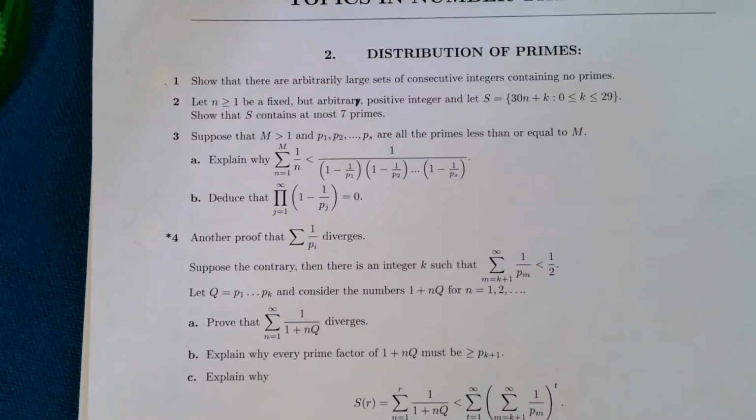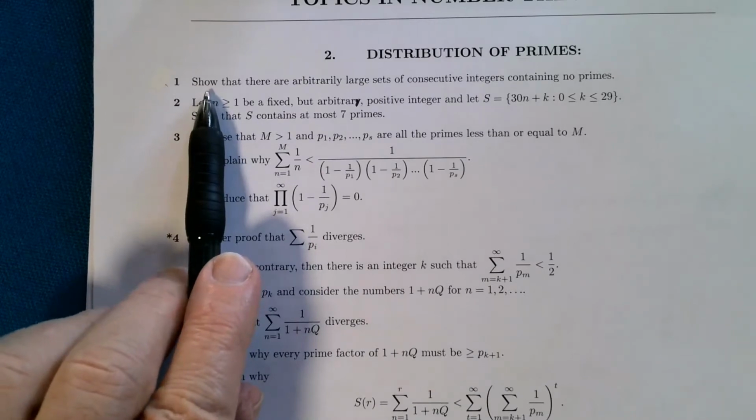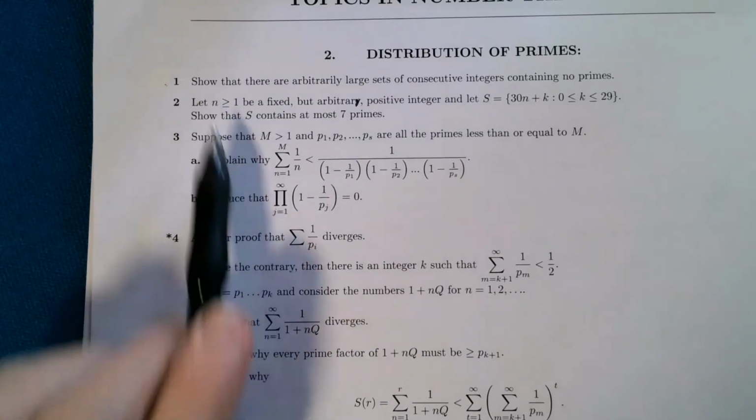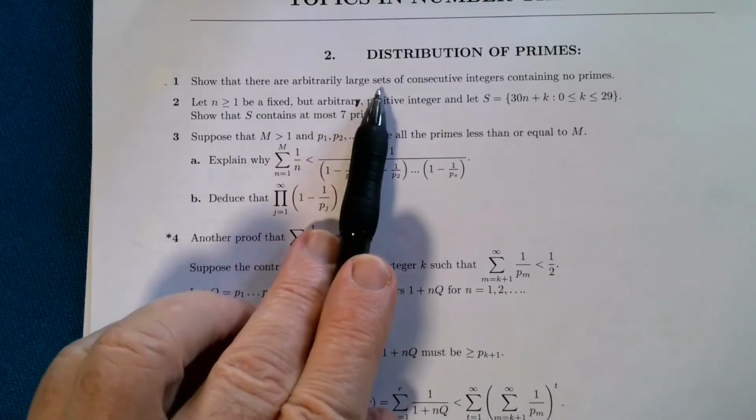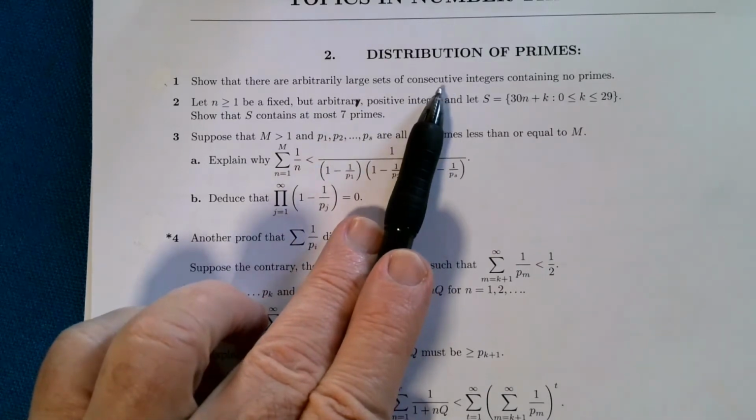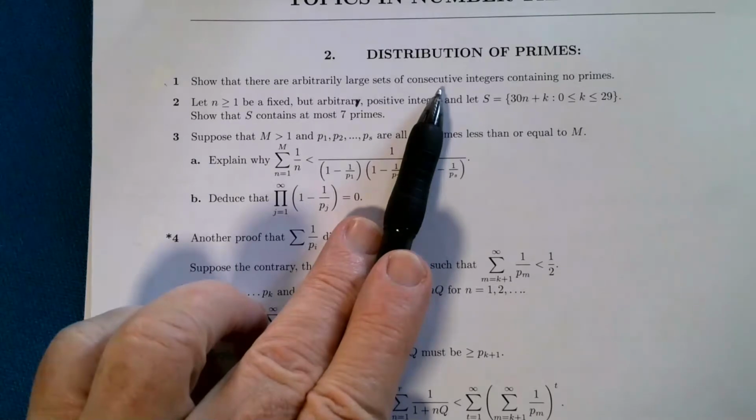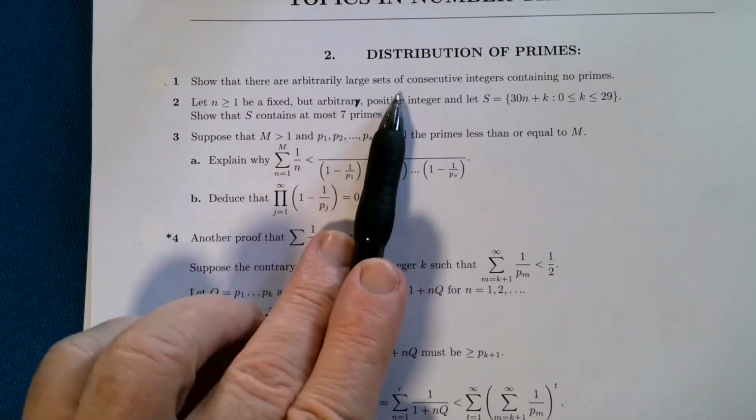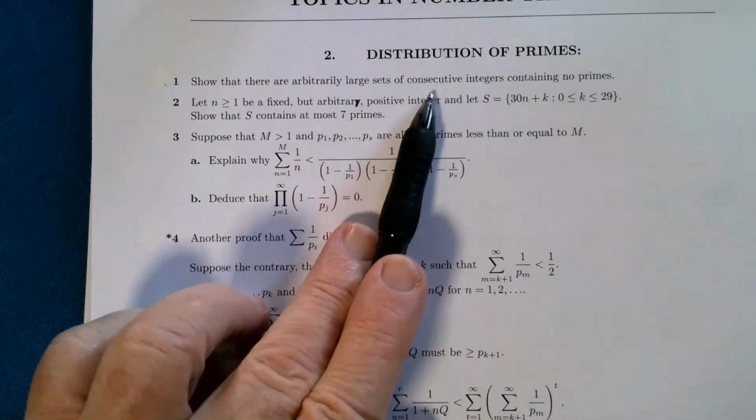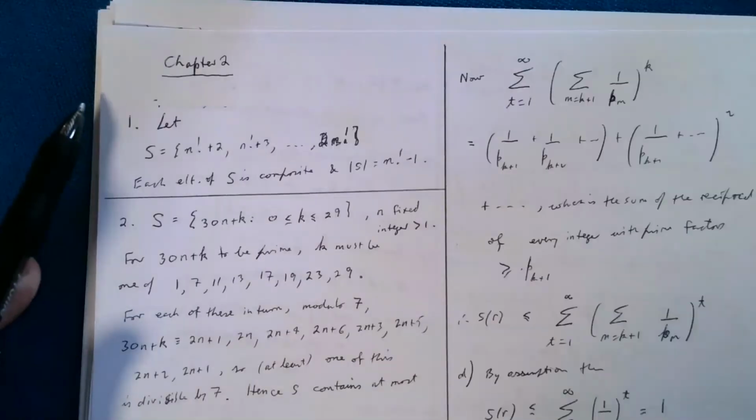Okay, we're going to look at some tutorial problems for Chapter 2, Section 1. The first one is an old well-known result that there are arbitrarily large sets of consecutive integers containing no primes. So although there are infinitely many primes, one can find arbitrarily long strings of consecutive integers none of which are prime. The way we deal with that is by construction.